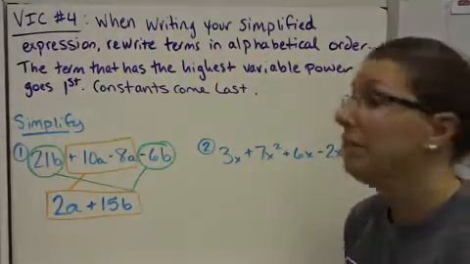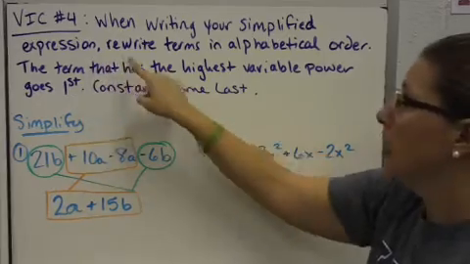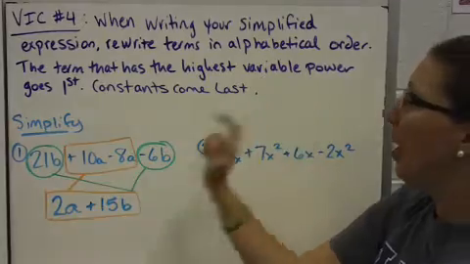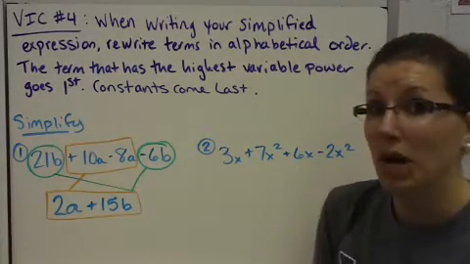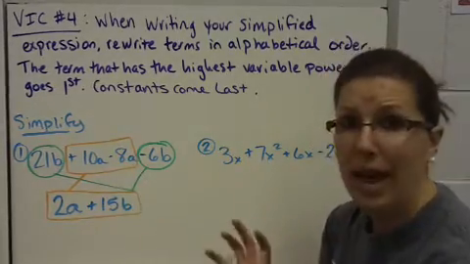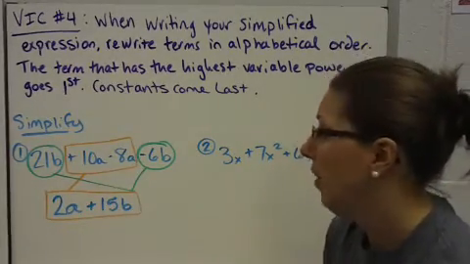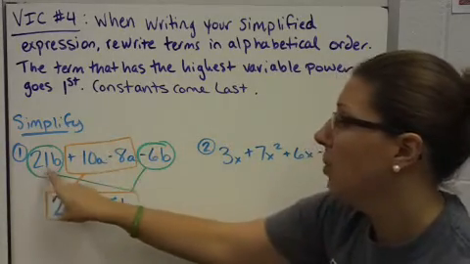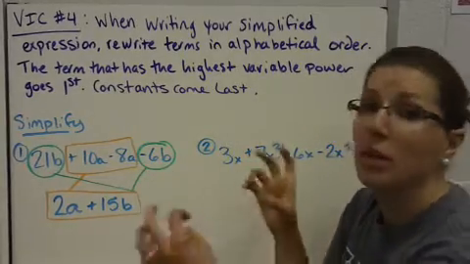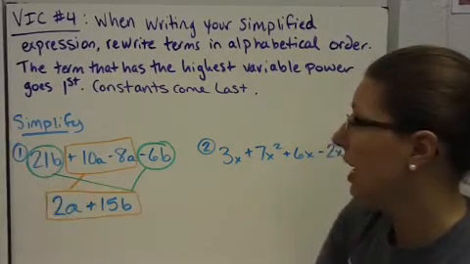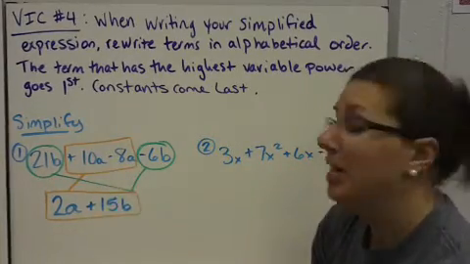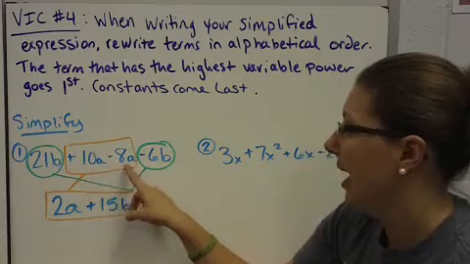Number 4. When writing your simplified expression, rewrite terms in alphabetical order. The term that has the highest variable power goes first. Constants will come last. So here you see I went ahead and circled my like terms and put them together. In my problem, I had 21b plus 10a minus 8a minus 6b. So I circled my like terms, 21b minus 6b, and then I boxed my other like terms, positive 10a take away 8a.